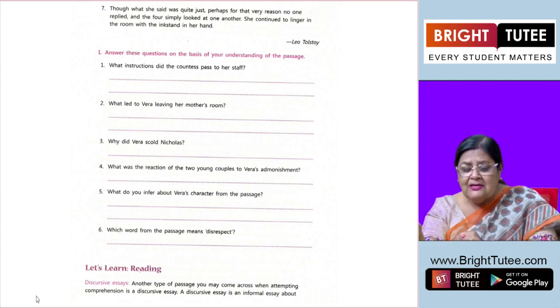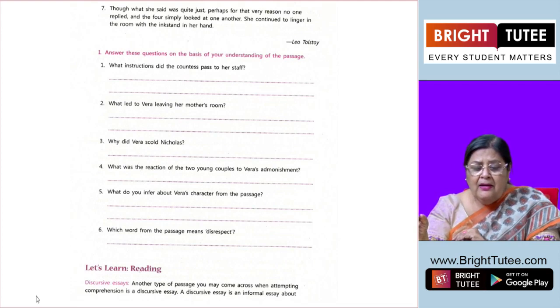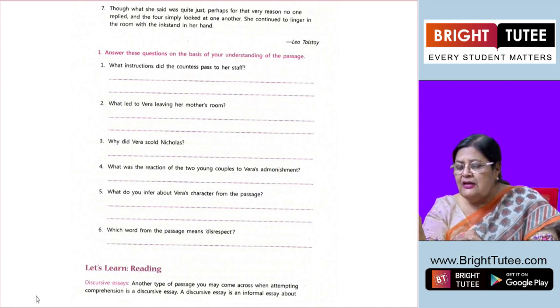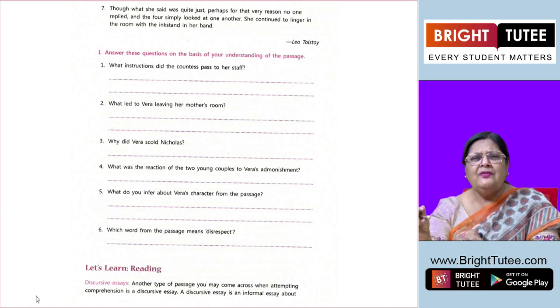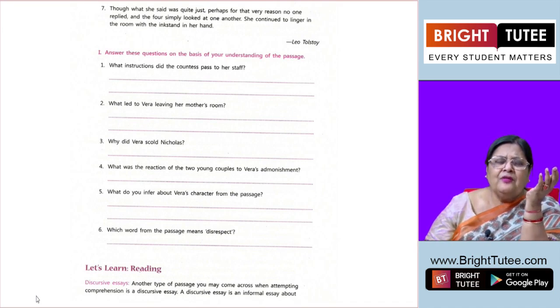Perhaps that's the very reason no one replied. Everybody kept quiet. They could feel that Vera was not in a good mood. And the four simply looked at one another. They were surprised to see the behavior of Vera, but since she was the daughter of the Earl, everybody kept quiet and looked at each other. She continued to linger in the room with the inkstand in her hand. It was a very simple issue. Nicholas was writing something for his girlfriend. So what if he has taken the inkstand?